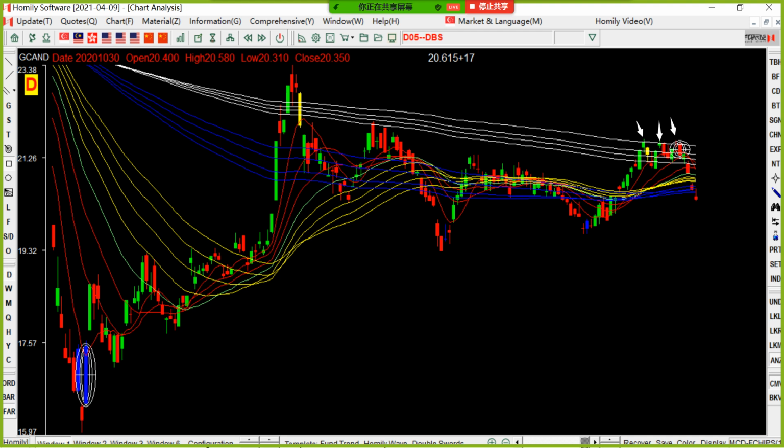After this time, after the drop all the way and rebound, I think maybe that is a big opportunity for DBS. Okay, so it has already touched the white rainbow for the third time.